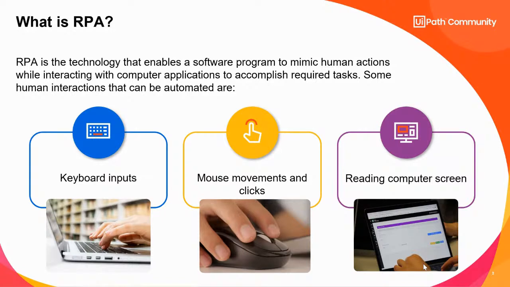Robotic process automation is a technology that enables software programs to mimic human actions while interacting with computer applications to accomplish required tasks. Some human interactions that can be automated: keyboard inputs, mouse movements, reading the computer screen. Of course, we all need to know the benchmark definition of RPA. Let me also give you a slightly different understanding of RPA, and what has evolved over time.